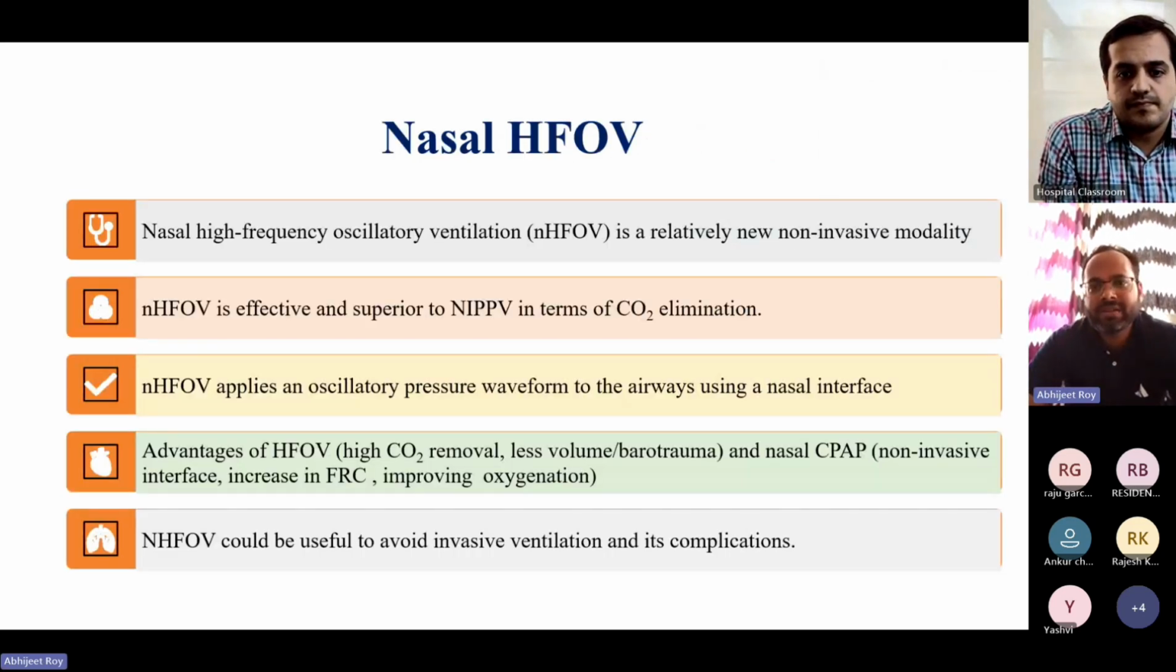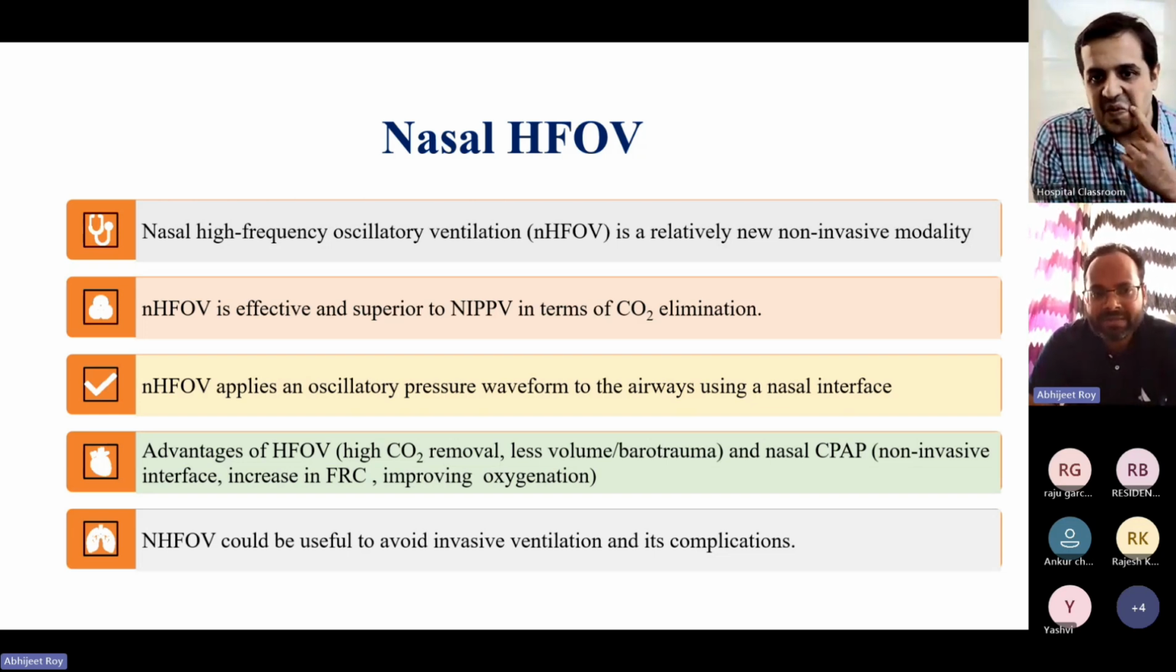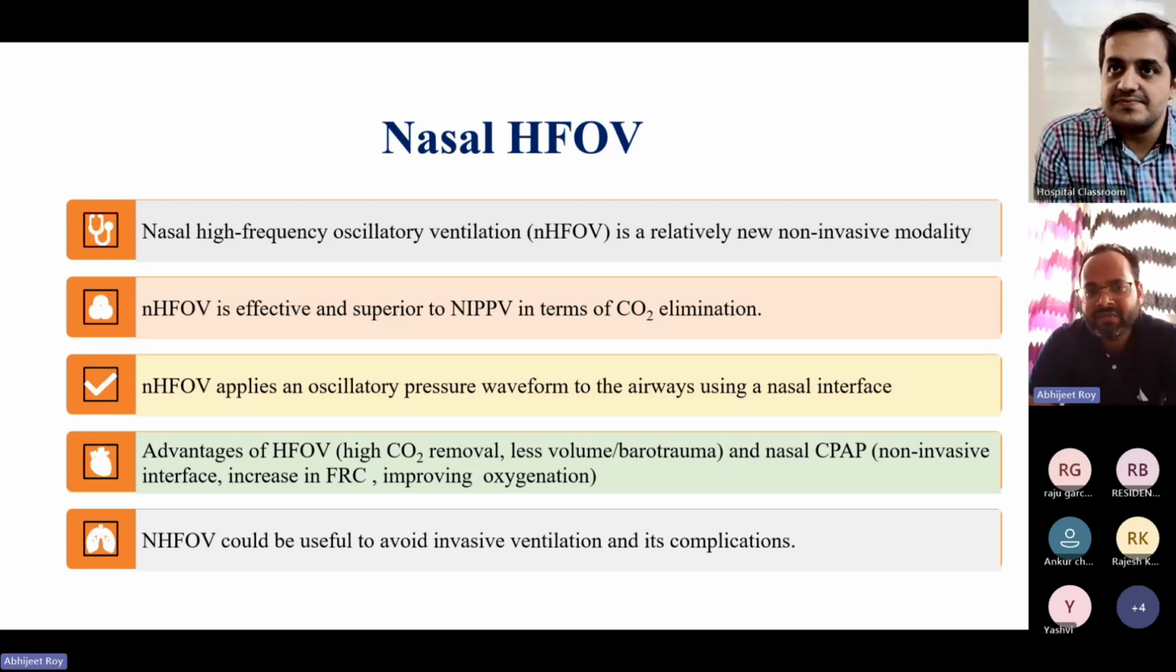Then a bit about nasal high frequency oscillation ventilation. It is a relatively newer non-invasive modality. It has been seen to be effective and superior to NIPPV in terms of carbon dioxide elimination. It applies an oscillatory pressure waveform to the airways using a nasal interface.